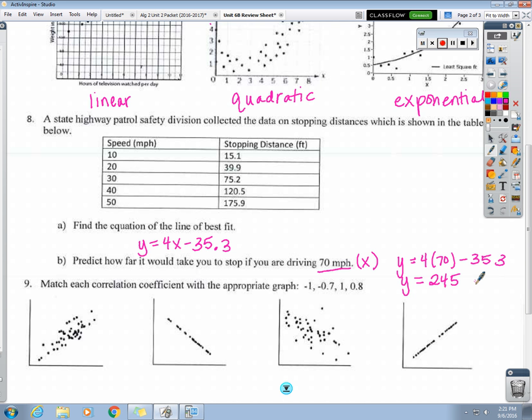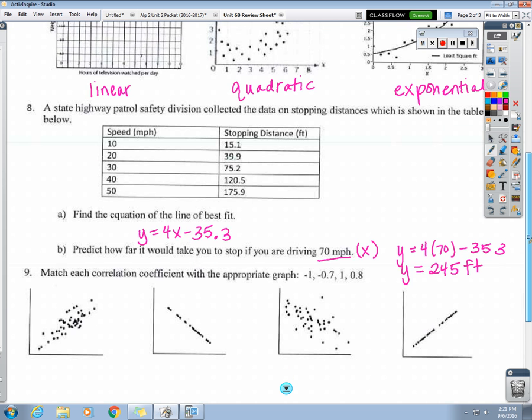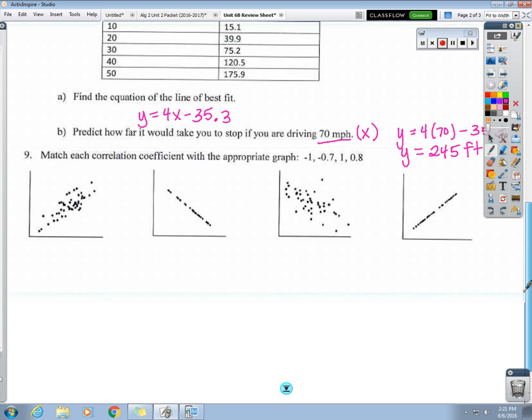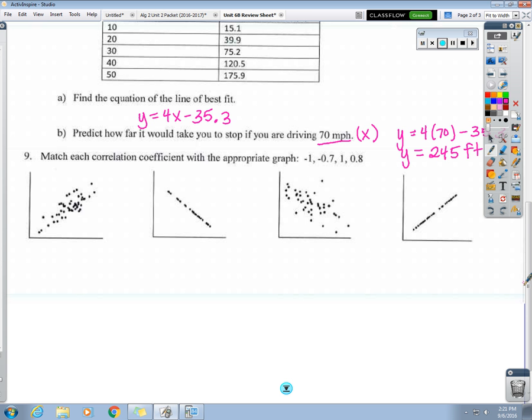245 what though? No, we were going 70 miles per hour. This is how long it takes us to stop in what? Feet. See how all the stopping distances are feet? So this is 245 feet. That's almost the length of a football field. Football field's 300 feet. Because it's 100 yards, right? And there's 3 feet in a yard. So 3 times 100.